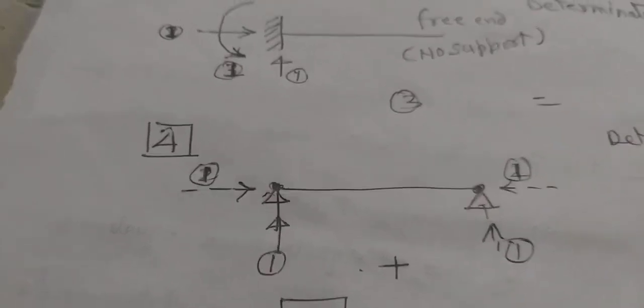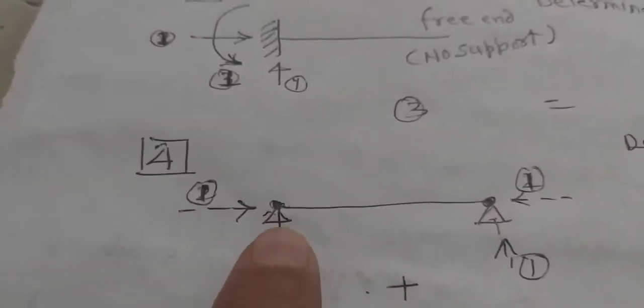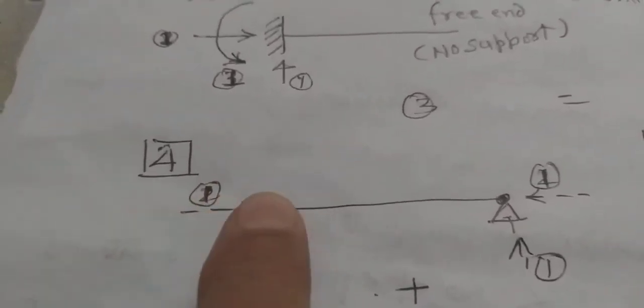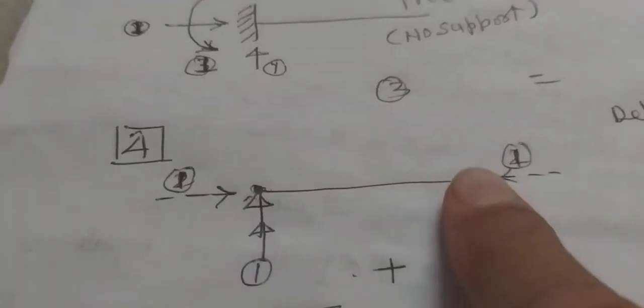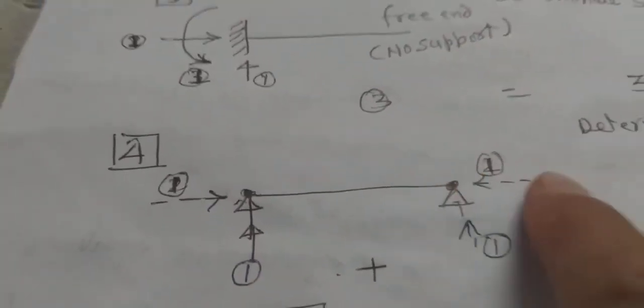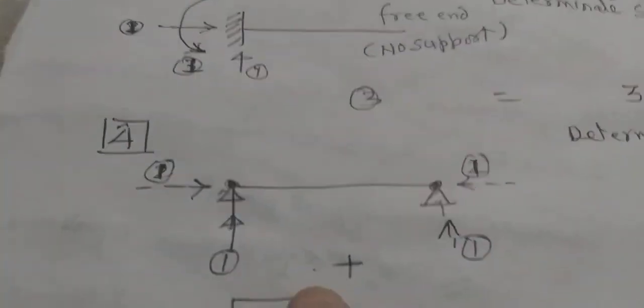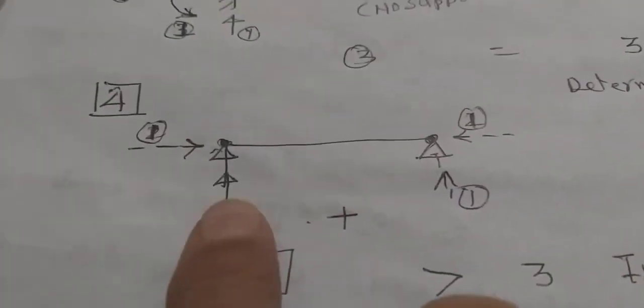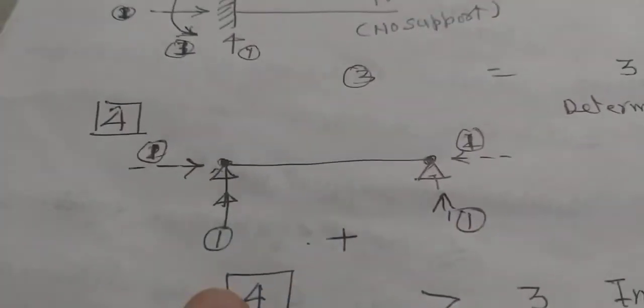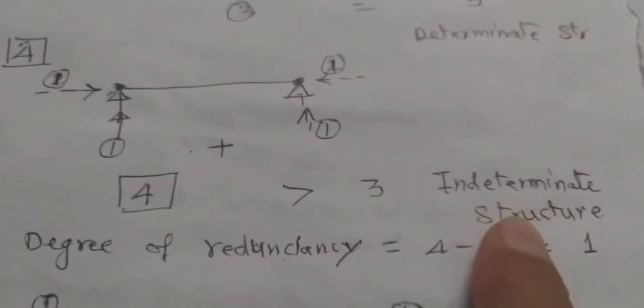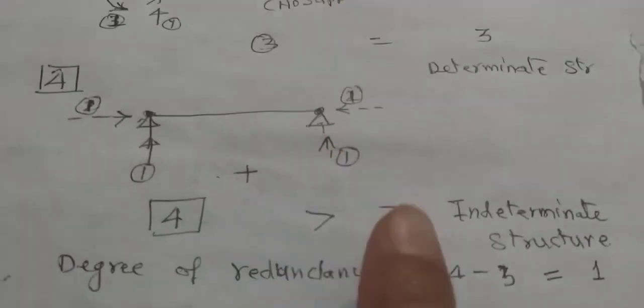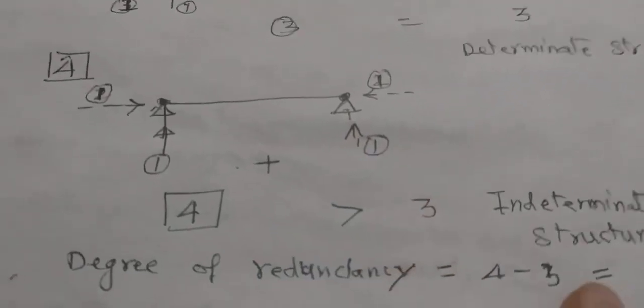Both the ends are hinged. This and this. Both the ends are hinged. Now, when it is hinged, it has got vertical reaction as well as horizontal reaction. This is also hinged. This is again a vertical reaction and a horizontal reaction. Total reactions 2 plus 2, that is 4. Equilibrium conditions are 3. So, it is indeterminate structure of 4 minus 3, that is 1 degree of indeterminacy.